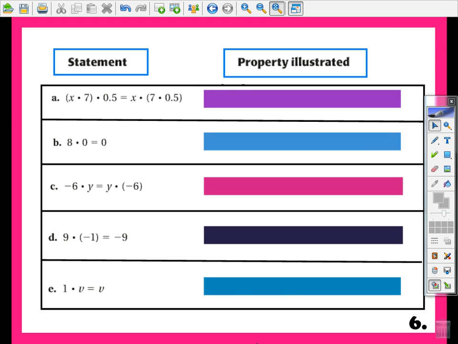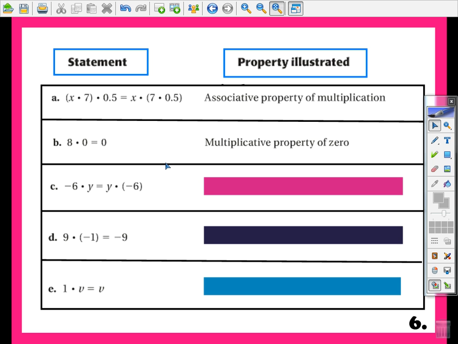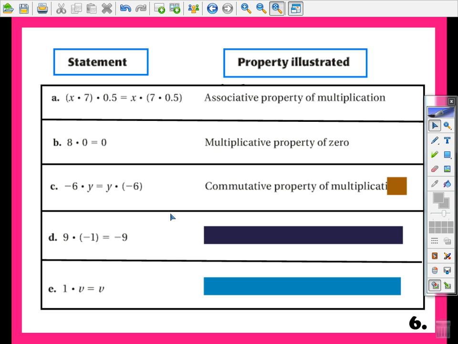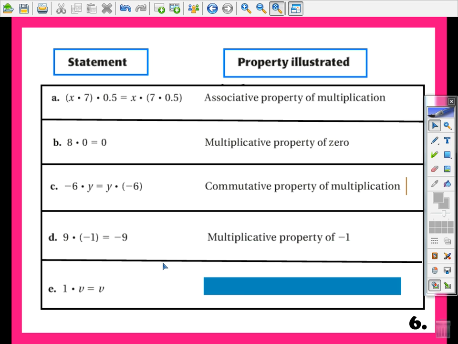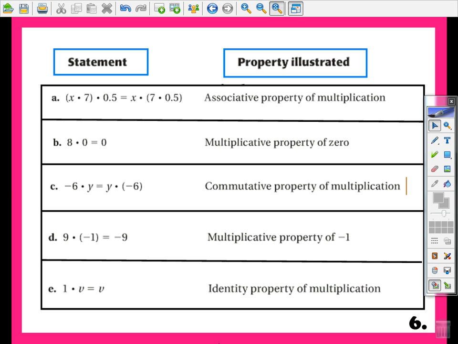Here are a few more. When you're rearranging three values, that's the associative property. Multiplying by 0 is the multiplicative property of 0. Changing the order you multiply two numbers is the commutative property. Multiplying by -1 is going to be the multiplicative property of -1. And a number times 1 equals that number. That's the identity. That's a tough one to recognize.